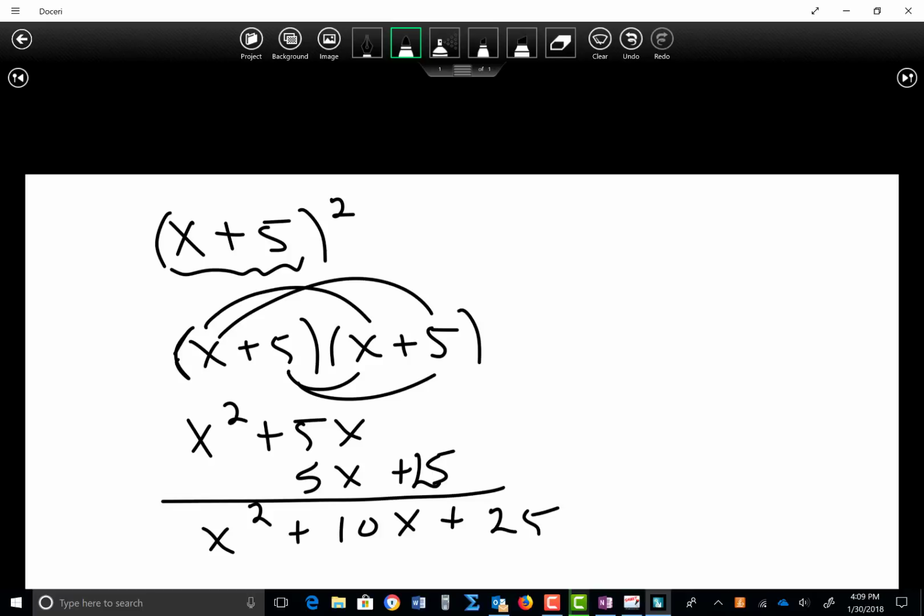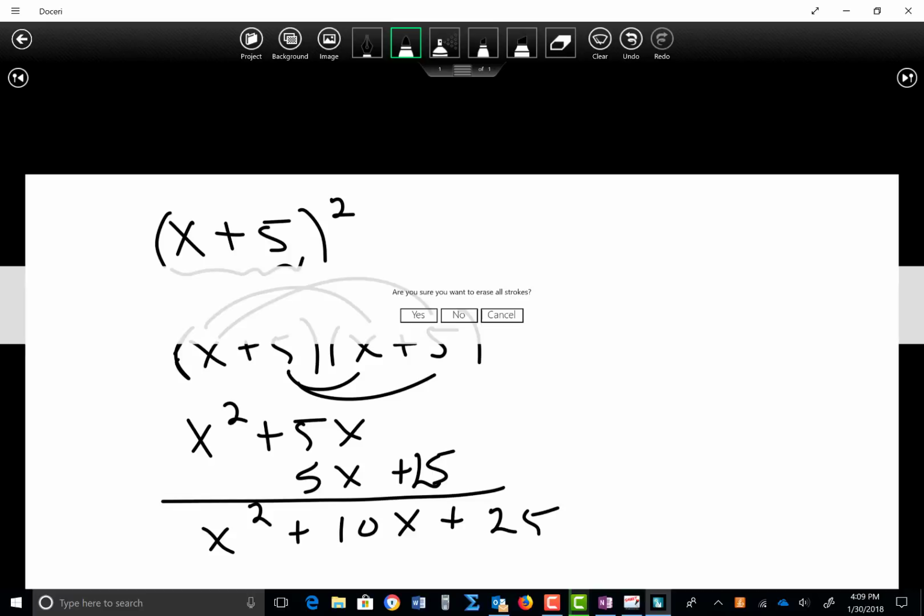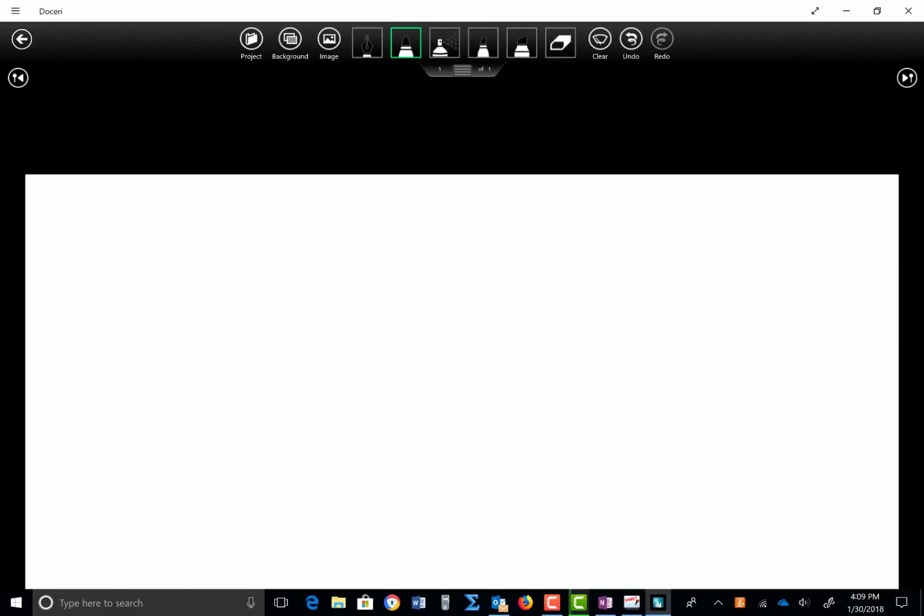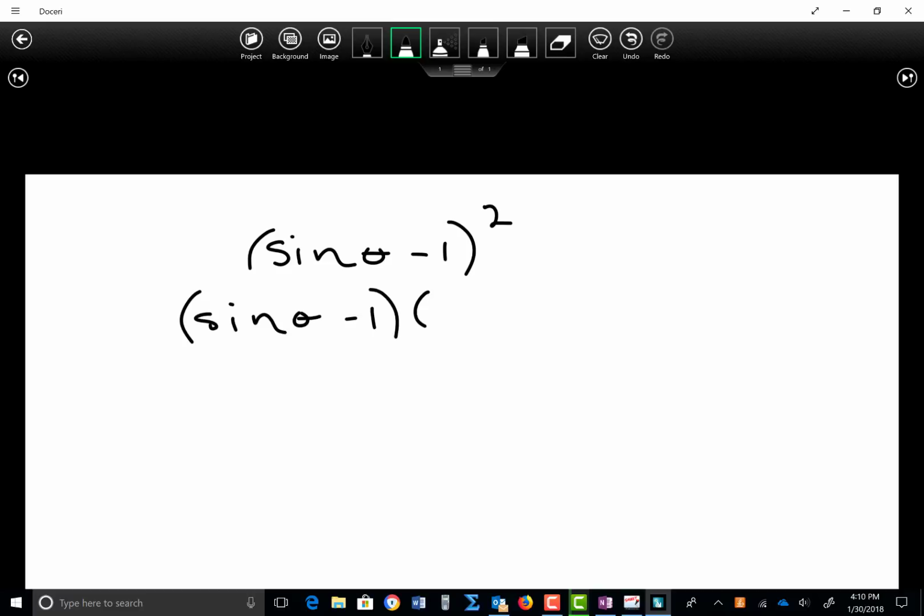And the way that might work if you had it with something with a trig expression is you might have something that looks like this. So you might have sine theta minus 1 squared. And that would mean that you would have two of those. And you would need to distribute.